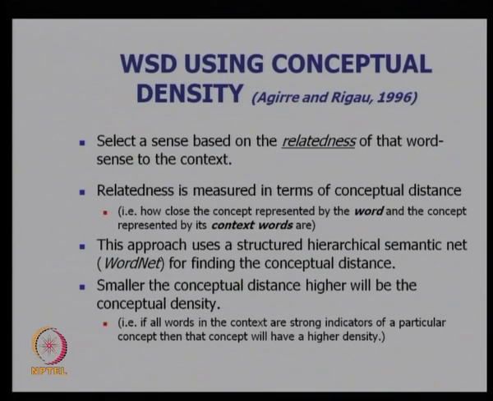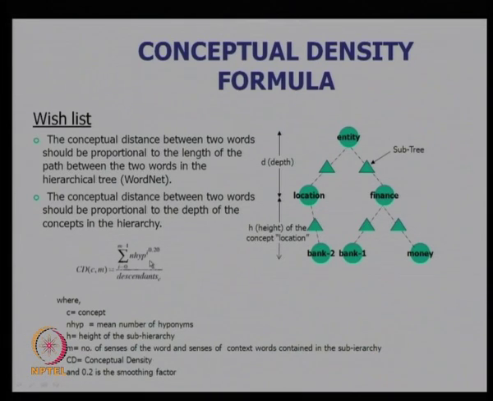Now, in case of conceptual distance or density, the relatedness is measured in terms of the conceptual distance. That is, how close is the concept represented by the word to the concepts represented by its context words. The approach uses a structured hierarchical semantic net, in this case WordNet, for finding the conceptual distance. Smaller the conceptual distance, higher will be the conceptual density. That is, if all the words in the context are strong indicators of a particular concept, then that concept will have a higher density. So, we will illustrate this by means of an example.